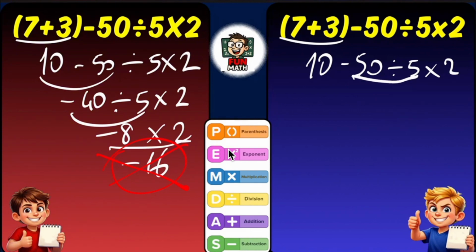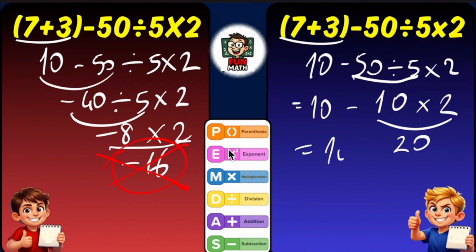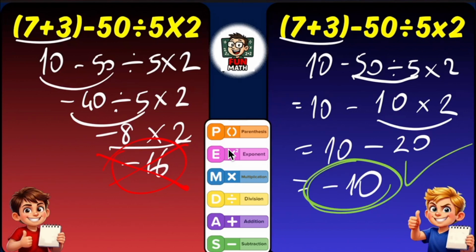50 divided by 5 equals 10. Now multiplication: 10 times 2 equals 20. Finally, subtraction: 10 minus 20 equals negative 10. The correct answer is negative 10.